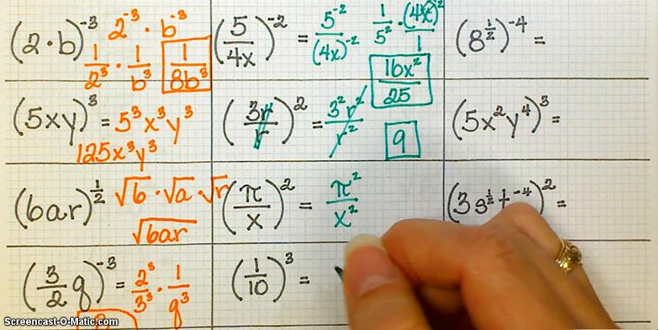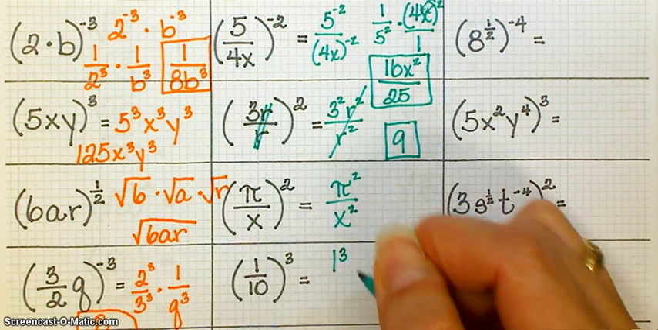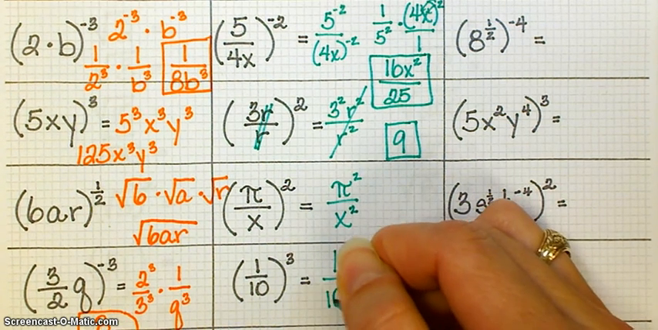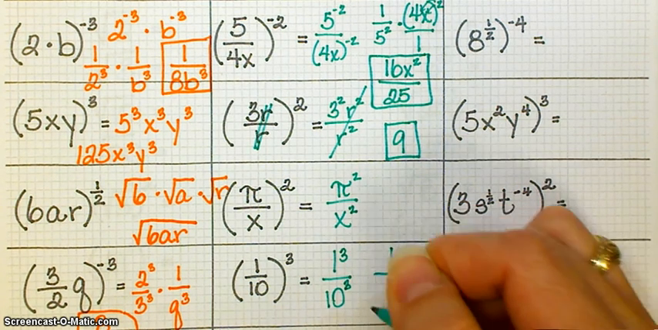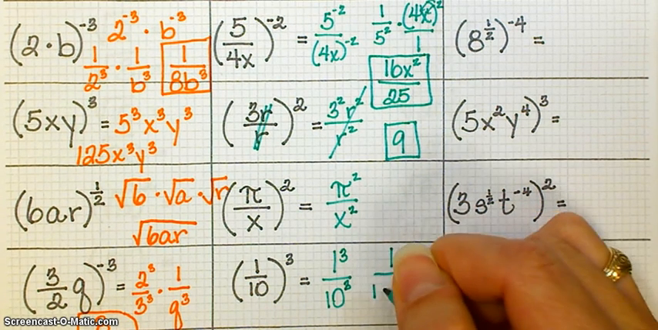Here, again, this is going to be 1 to the third divided by 10 to the third. 1 times 1 times 1 is still just 1. 10 times 10 times 10 is 1,000.